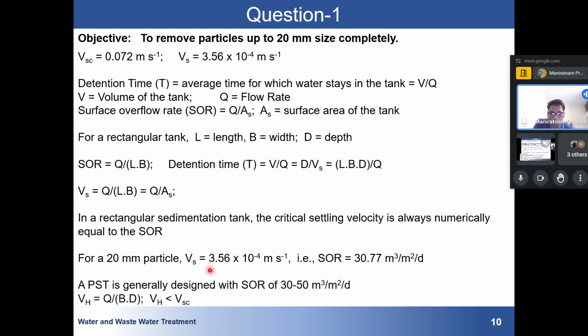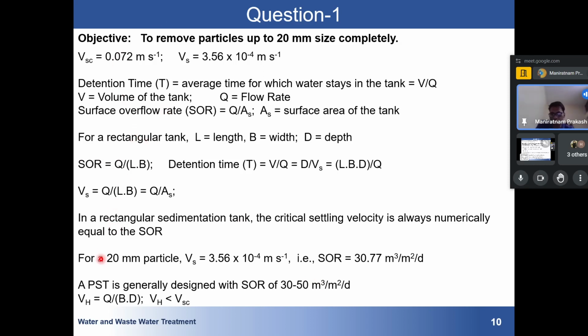I already told you that generally SOR is defined as 30 to 35 meter cube per meter square per day. Just remember it, as I have divided meter cube per day per meter square. That's why the unit is written in this way. Never write the unit of SOR as meter cube, meter per day, or meter per second. Whenever you see a unit like this, they are talking about SOR, that is, surface overflow rate.